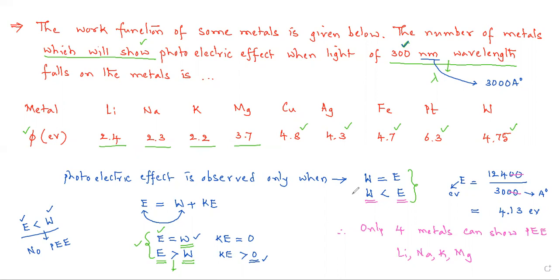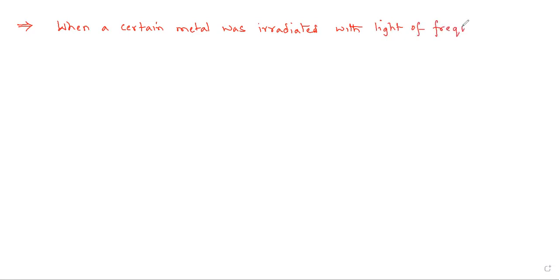Now, let us take another question. This is also very interesting. When a certain metal was irradiated, I mean hit, when certain metal was irradiated with light of a frequency 1.6 into 10 power 16 hertz.